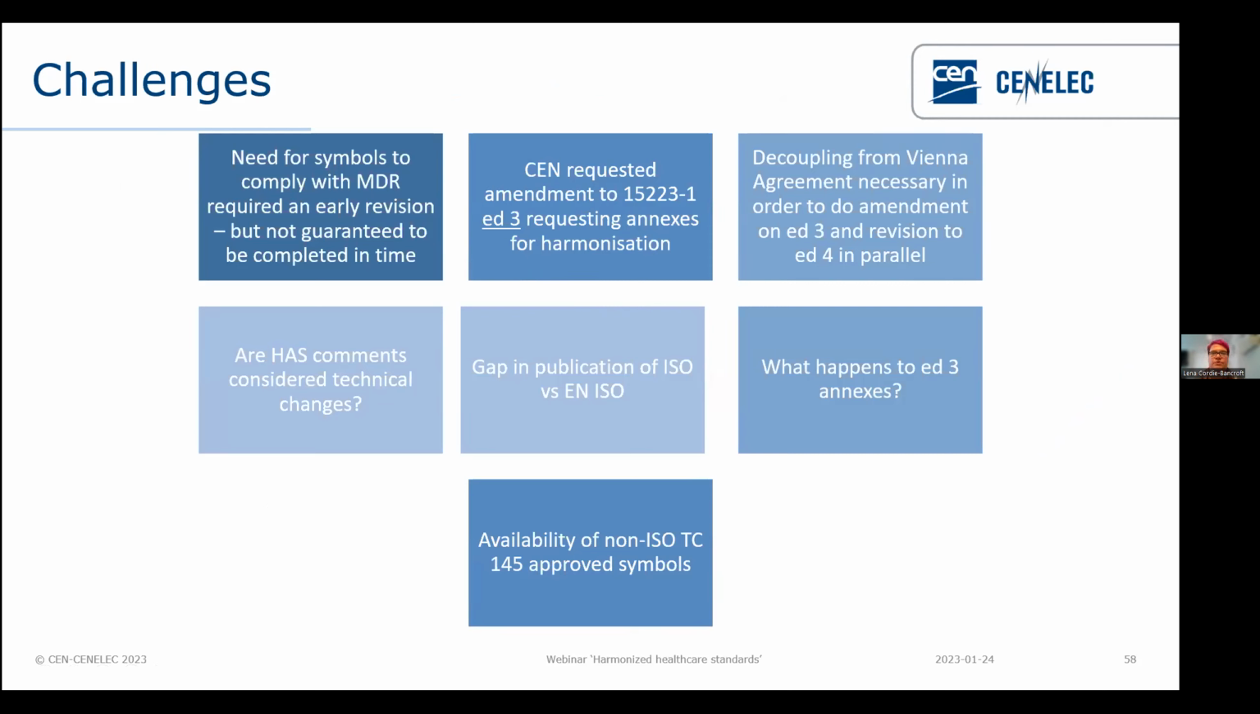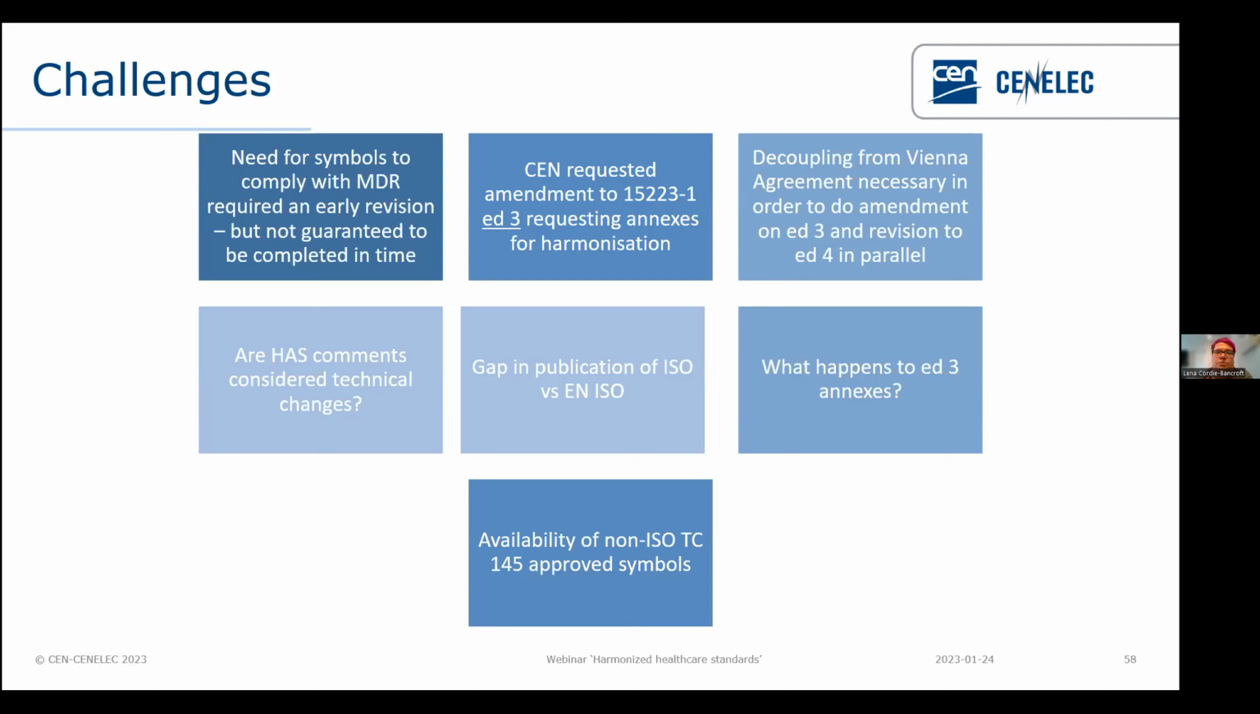So that's where we decided, okay, we're going to go two different routes here by requesting the amendment to edition 3, requesting the annexes for harmonization. Then we decoupled in order to move everything forward in order to do the revision as well as the amendments.